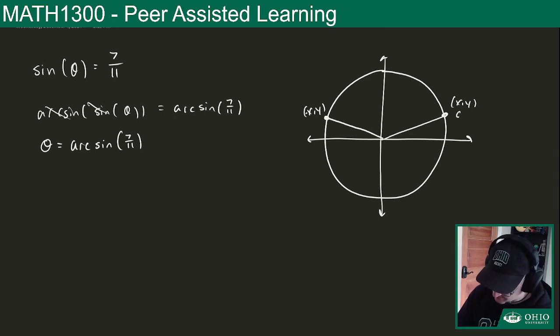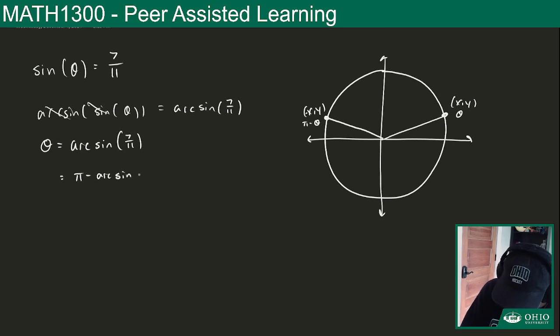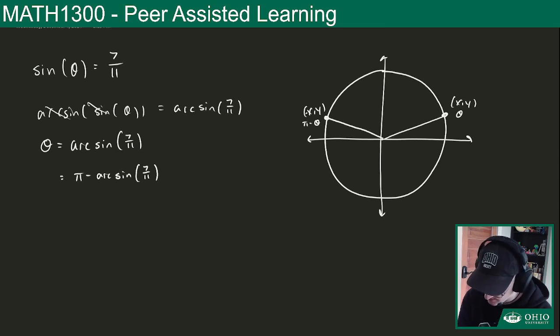Here's our arcsine value, and over here we want to take pi minus the value to take care of the other example. This is pretty trig function dependent, so if I was dealing with cosine, you would want to think of this in terms of x values. If this was tangent, you would reflect it across the circle. Either way, this offers us a second solution for theta, which is pi minus arcsine of 7 over 11.